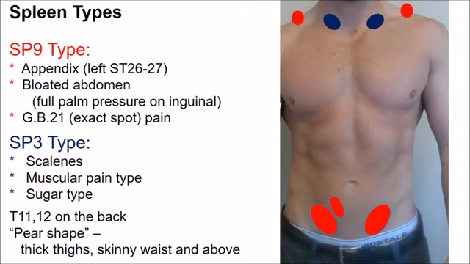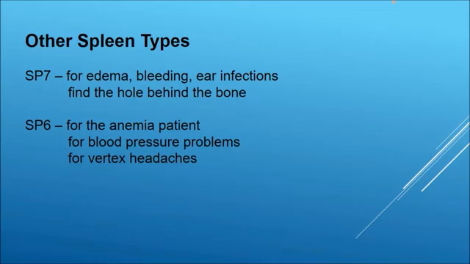On the back, I use T11, T12 Watteau for all spleen types. Note that there are other spleen types. The spleen 7 type, where there is a pitting edema and a hole on spleen 7, which is taken right behind the bone, touching the bone. This is used for people with edema in the legs to move the water, as well as it is a stop bleeding point, for example in fibroids.